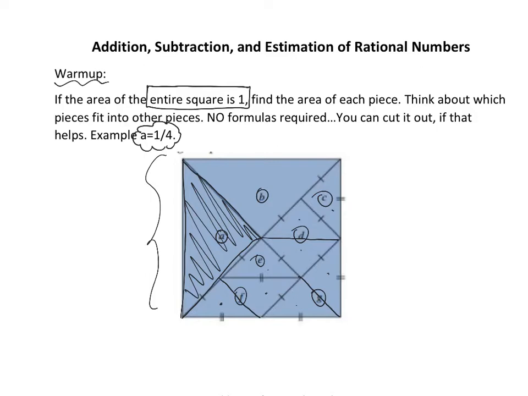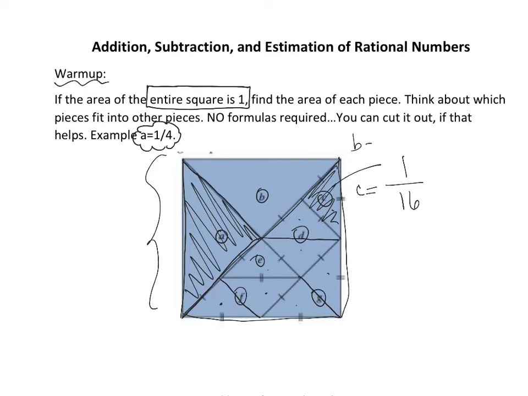8 of them. And so when I look at that, I'm like, oh, well, 8 of those make up half of this guy. So that means it would take 16 to make up the whole thing. So 16 of those pieces. So that means that one of these little triangles must be 1/16 of the whole thing. So that means that we have C is equal to 1/16.